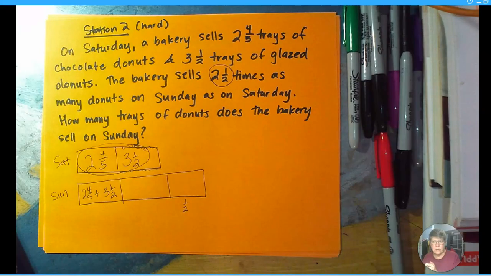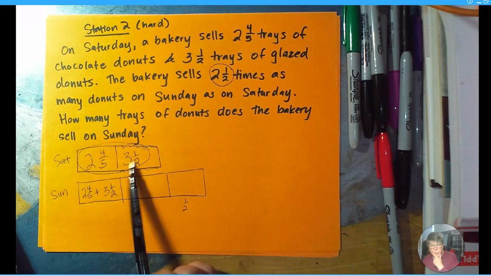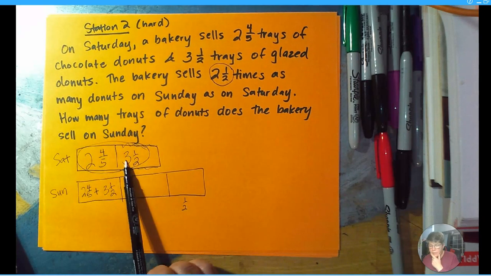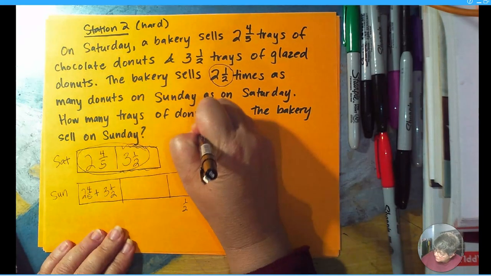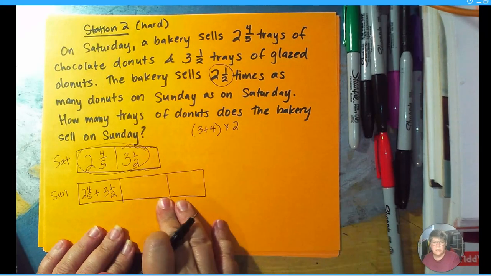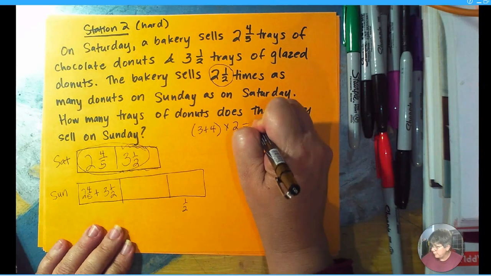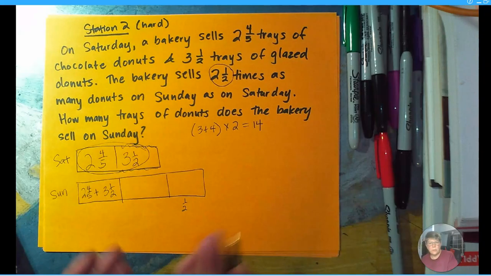And these are trays of donuts, so I'm thinking, wow, lots of donuts. Okay, so let's do an estimate. This number is close to 3, and this number is close to 4. So 3 plus 4 is 7, right? 3 plus 4 is 7, and about 2 of those, because we're rounding, so we're going to just drop off the half. 2 of those would be 14. If it was 3, it would be 21, so somewhere between 14 and 21 trays of donuts on Sunday is what we're going to be expecting.